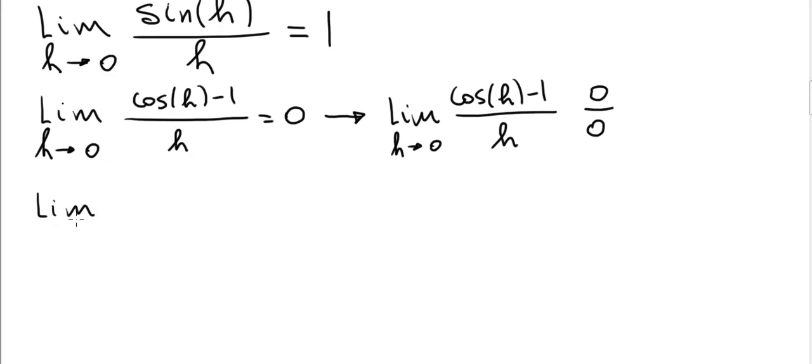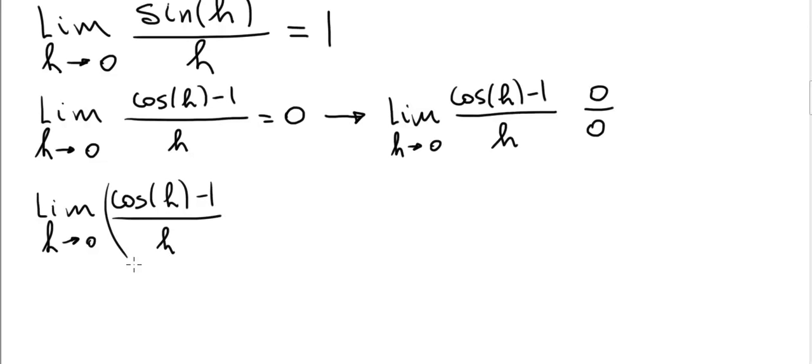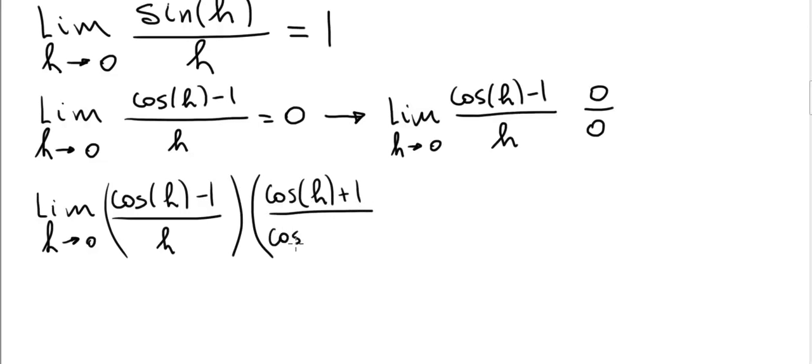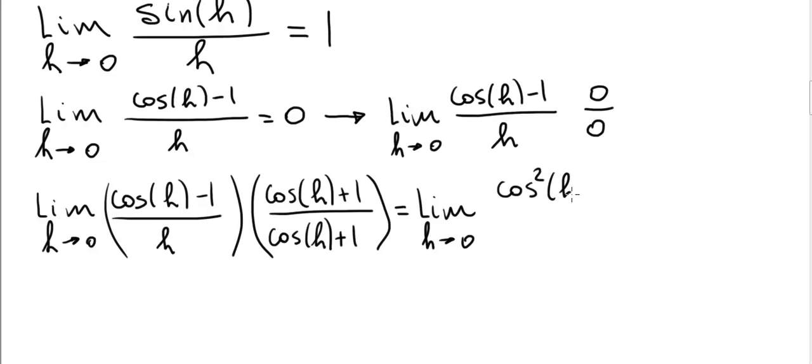We're going to take our limit as h goes to 0, cosine of h minus 1 over h, and multiply it by cosine of h plus 1 divided by cosine of h plus 1. So this is just 1. Didn't change the problem. The limit now becomes the following. Limit h goes to 0. The numerator is cosine squared of h minus 1, and the denominator is h times cosine of h plus 1.